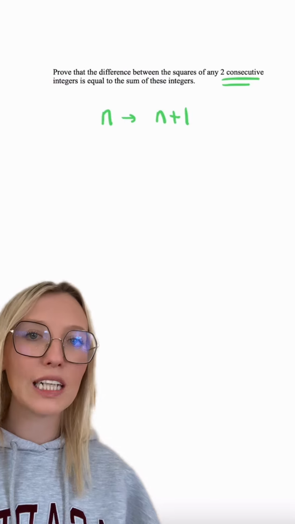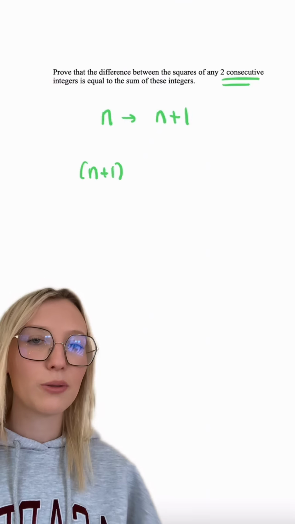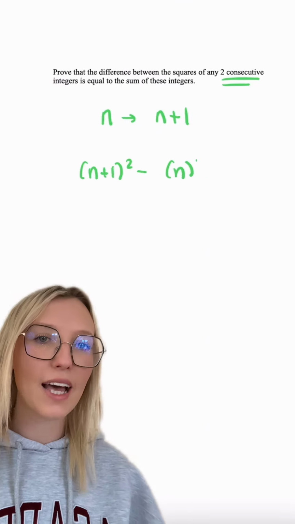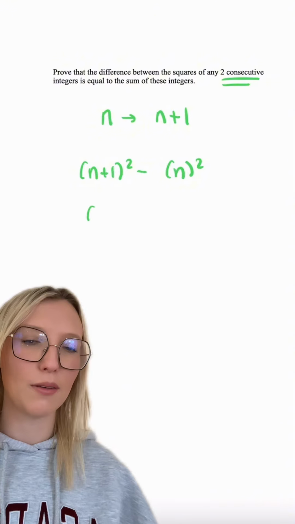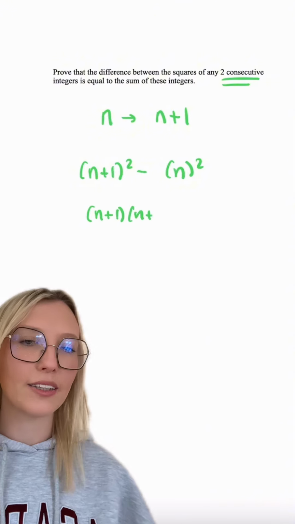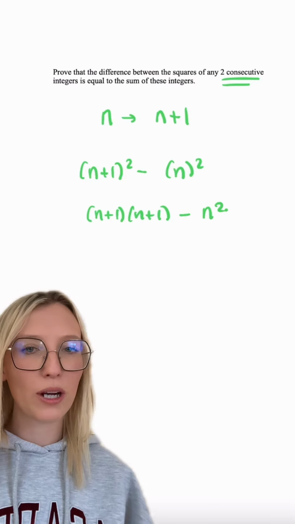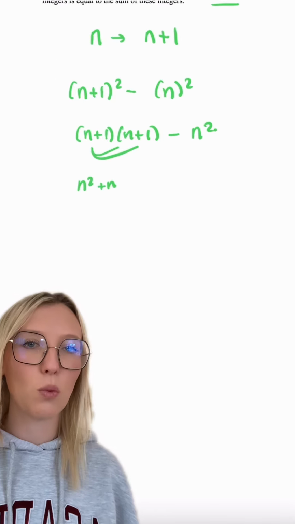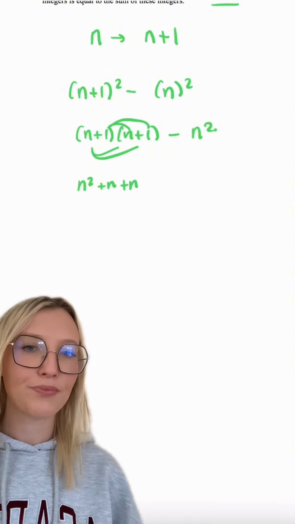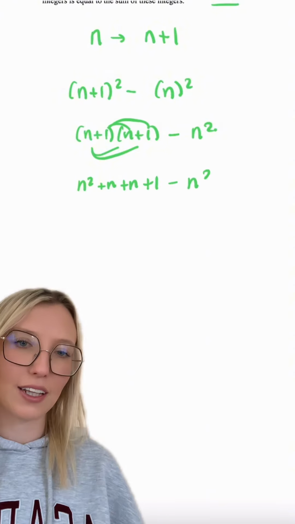And we want to prove the difference between the squares of these. So we're going to have (n plus 1) squared minus n squared. So let's go ahead and expand this out. We've got (n plus 1) times (n plus 1) minus n squared. And if we expand out those double brackets, we're going to be left with n squared, add n, add n, add 1, minus n squared. Now we just need to go ahead and add together like terms.